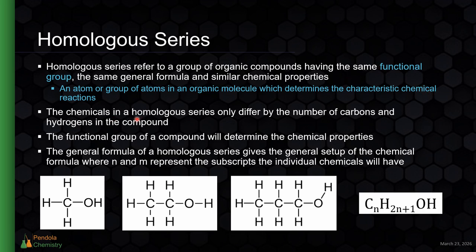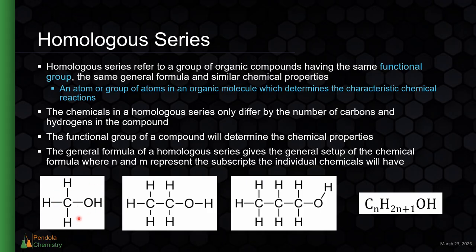Now, in a homologous series, the only difference between all the different compounds in the series is the number of carbons. For example, here we have the simplest alcohol. This is what we call methanol, and we'll learn how to name it in section 3. Methanol is a compound that has one carbon with 3 hydrogens and an OH, making it an alcohol.